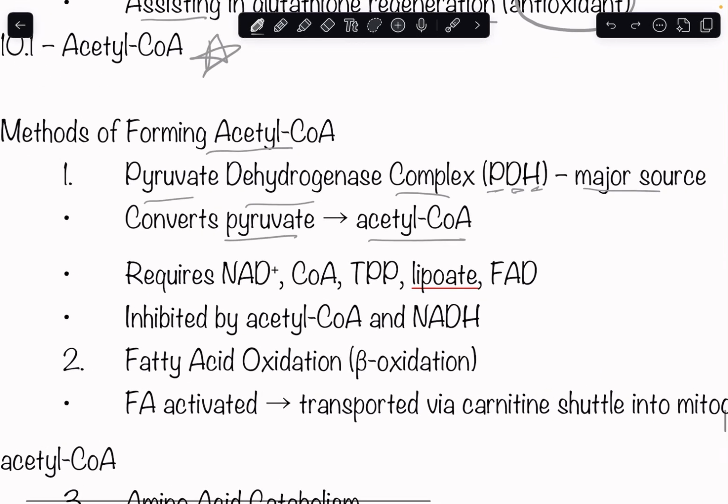Now what's required? This is very important: the cofactors, and so is the inhibition. NAD plus, CoA, TPP, and lipoic acid, as well as your flavin protein. These are all required for the formation of acetyl-CoA through the pyruvate dehydrogenase complex. So what is it inhibited by?